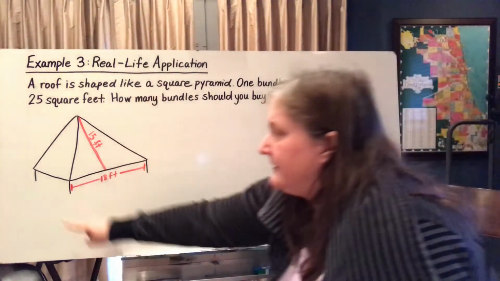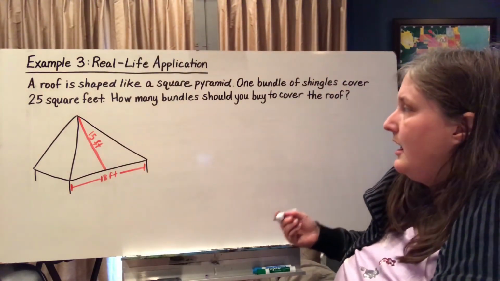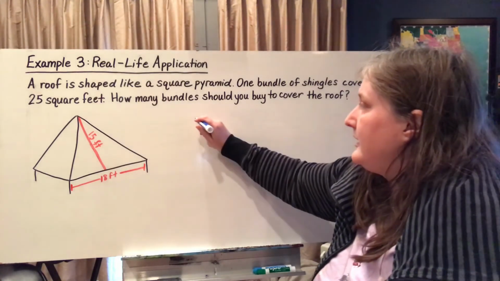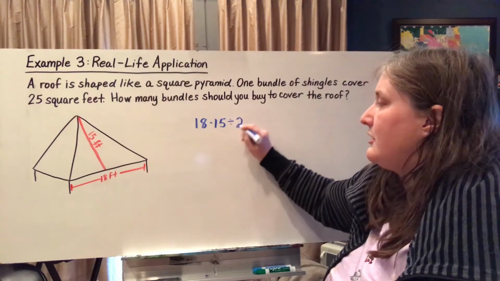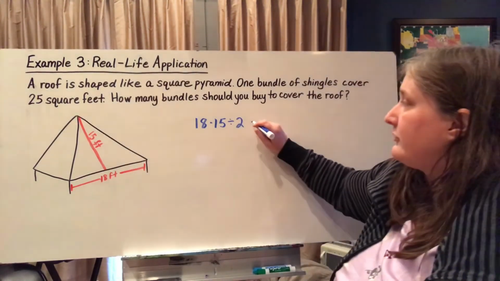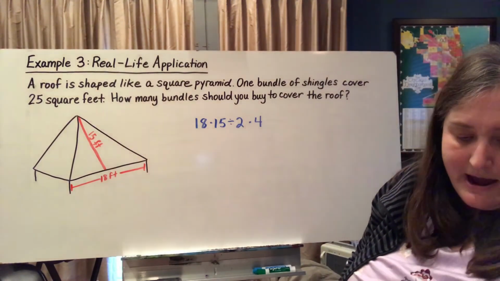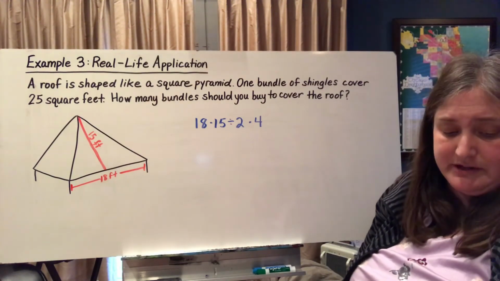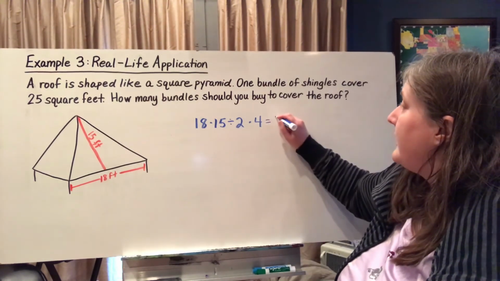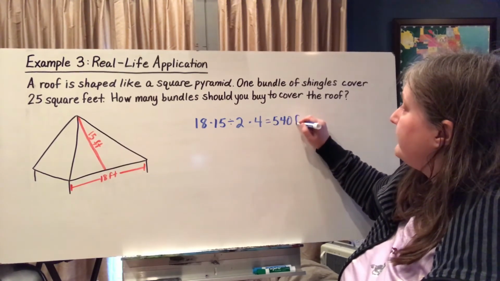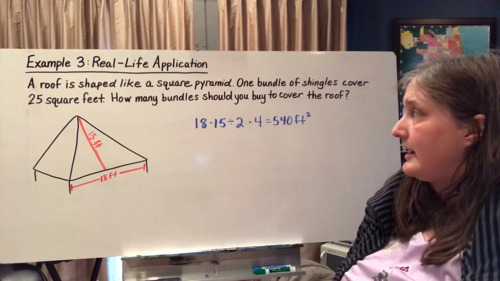So they're all going to have a base of 18 and a slant height of 15. So I can find the area of all four of these by doing 18 times 15 divided by 2. That's the area for one of these triangles. And there's going to be 4 of them. So times 4. 18 times 15 divided by 2 will give me 135. Times 4 is going to give me 540 feet squared for the area of the 4 sides here that I have to shingle.